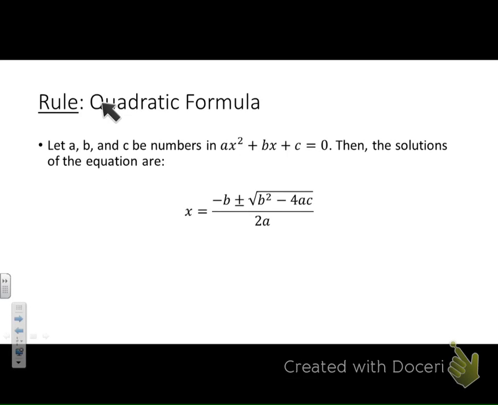So today's all about the quadratic formula. Let a, b, and c be numbers, and ax squared plus bx plus c equals 0. Then the solutions of the equation will be found by the following.